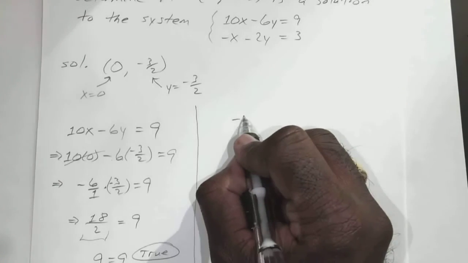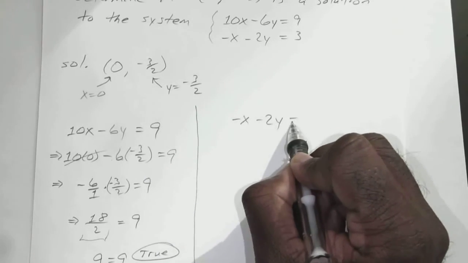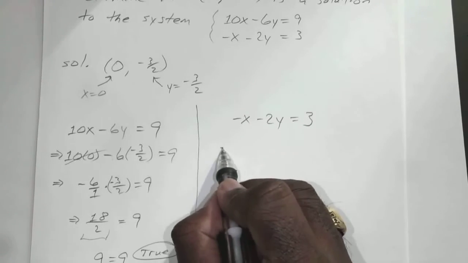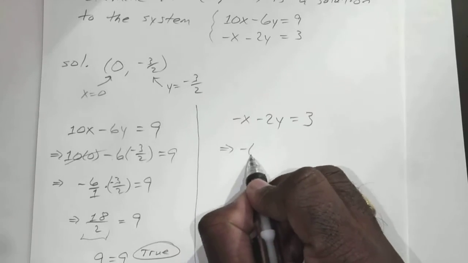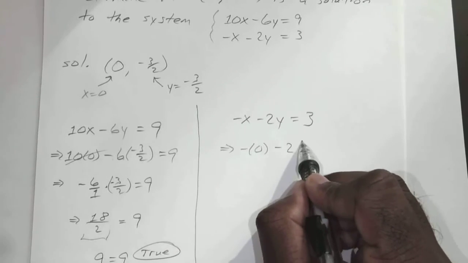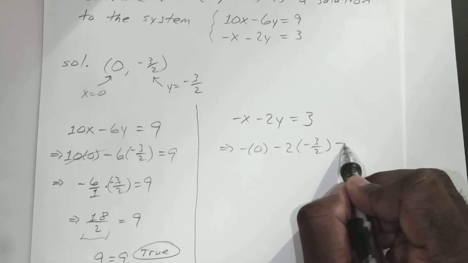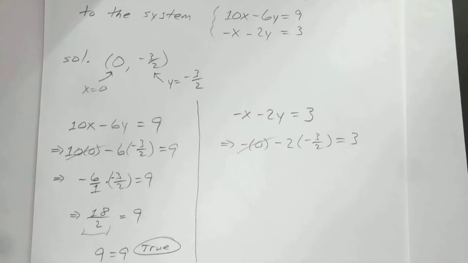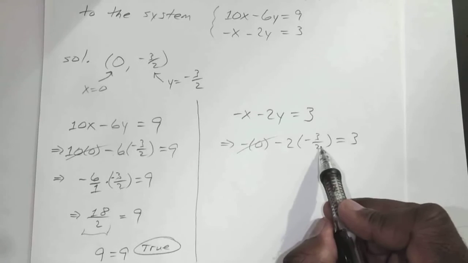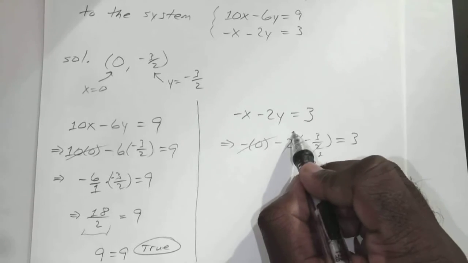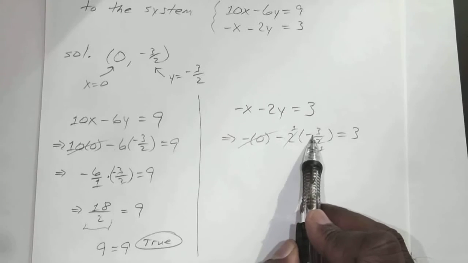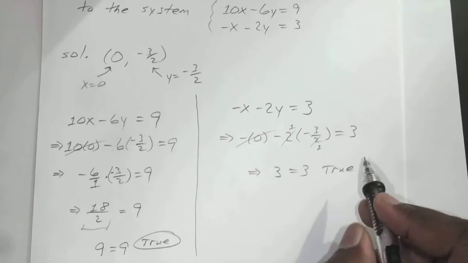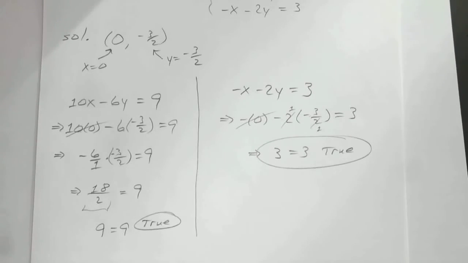So this one we have negative x minus 2y equals 3. If we go ahead and plug them in, x is equal to 0, so that's just negative 0, minus 2 times negative 3 over 2 equals 3. Negative 1 times 0 is 0, so that disappears. These 2's can actually cancel each other out. So you have minus negative, which is plus. So you end up with 3 equals 3, which is true. I mean, you have both of them true.